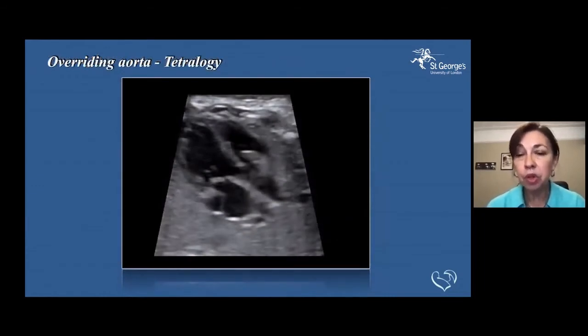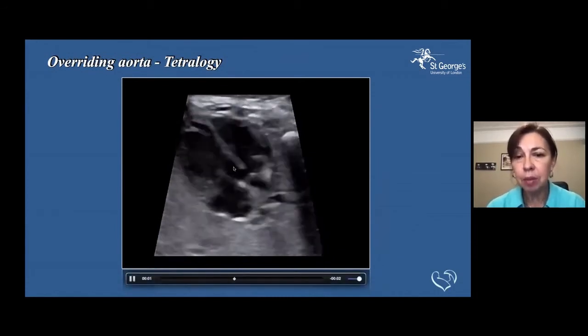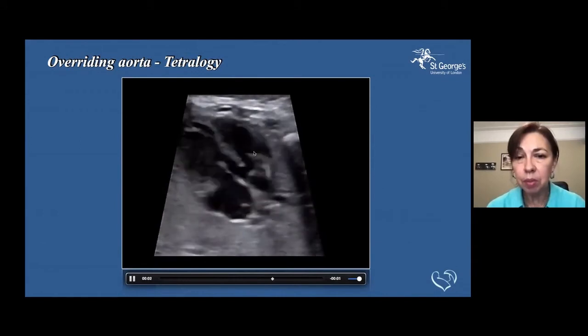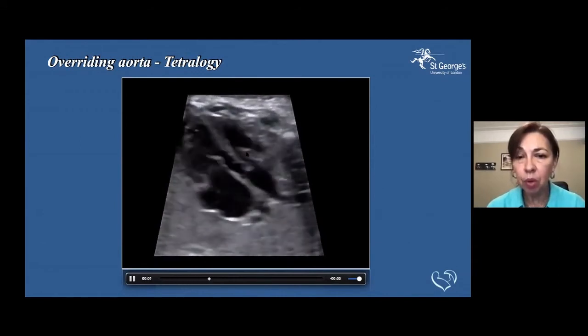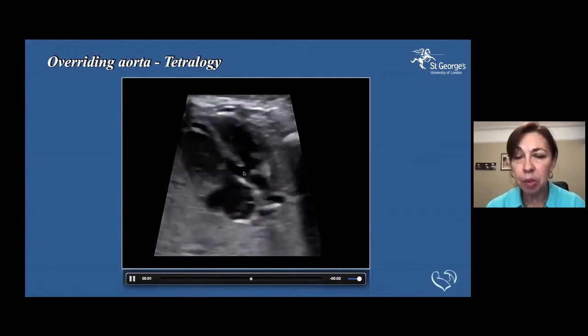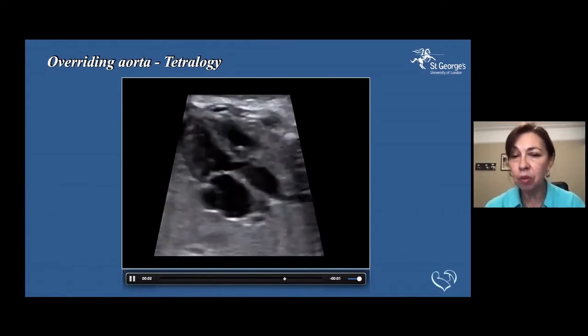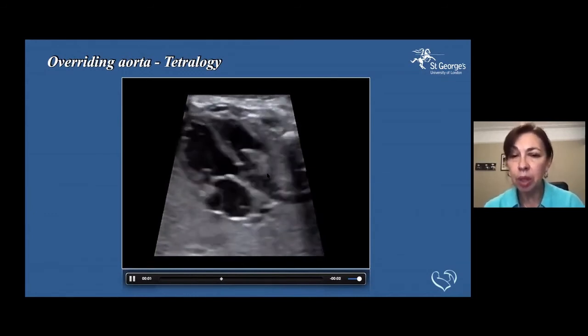which of course contrasts with a baby that has the tetralogy of Fallot, and sometimes that overriding of the aorta, as we can see here, with some anterior deviation of what we call the outlet septum, because this is malaligned from the rest of the septum, may not be so easy to see in some patients, depending on fetal position, maternal BMI.